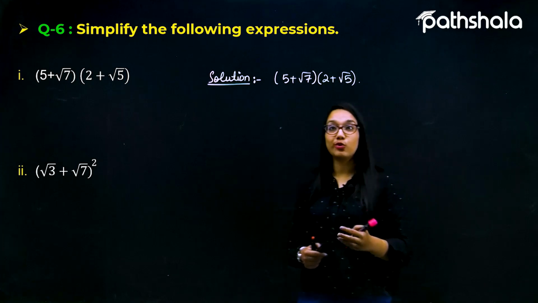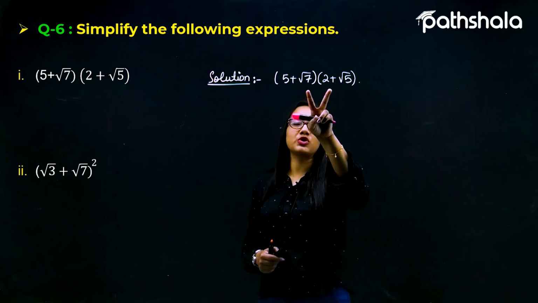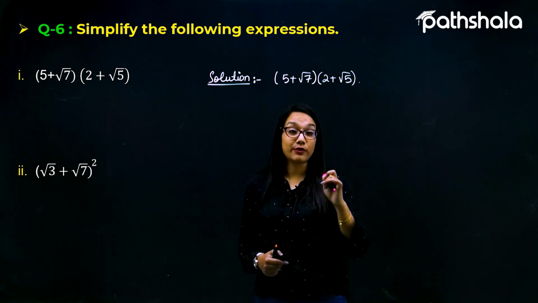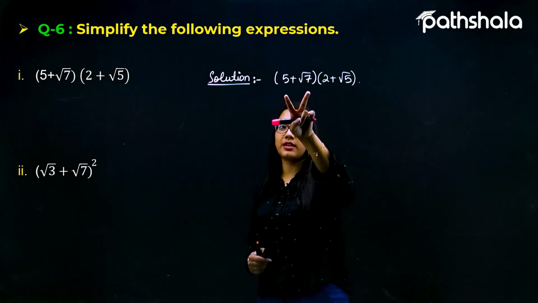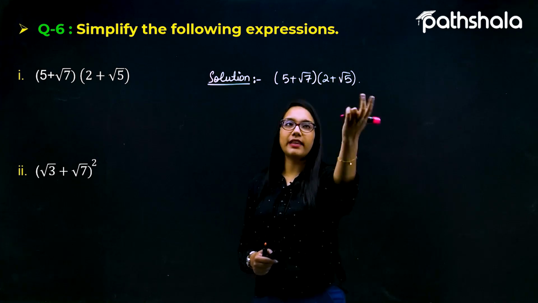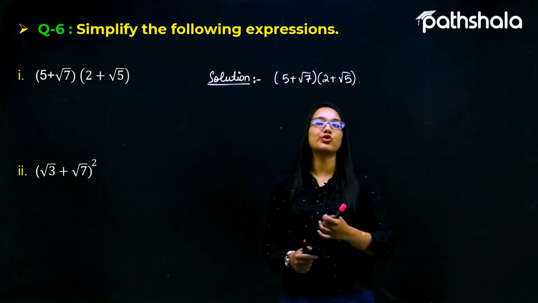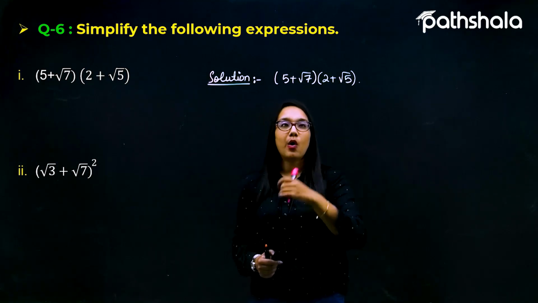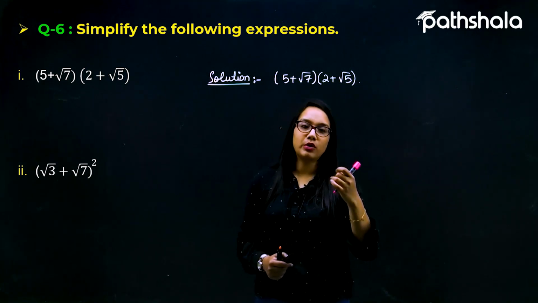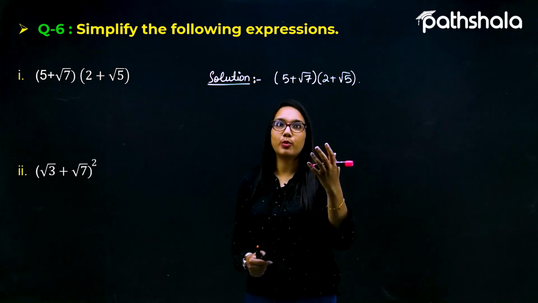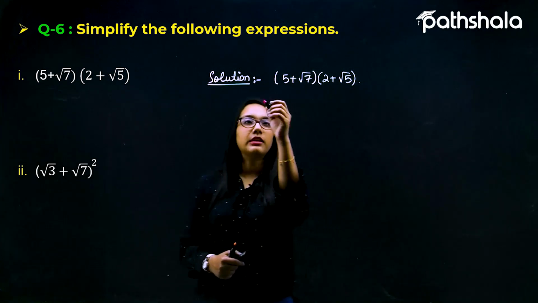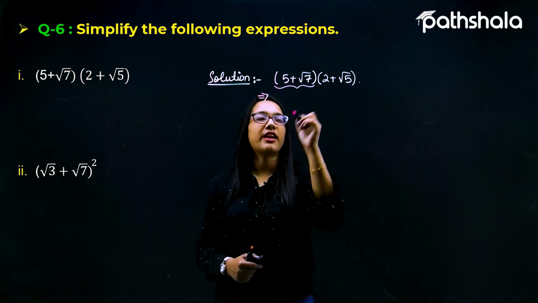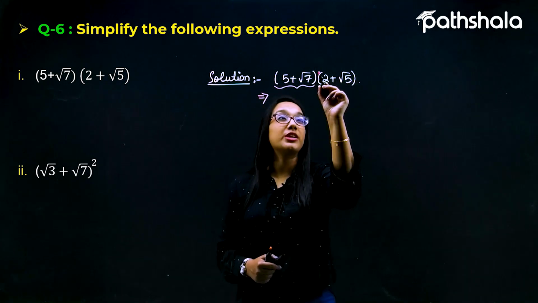First of all, we know that these two expressions are definitely not the same as the algebraic identities, because the numbers here and here have nothing in common. So in order to solve such an expression, we have to multiply all these numbers together. The first number is 5 + √7 and the second number is 2 + √5.